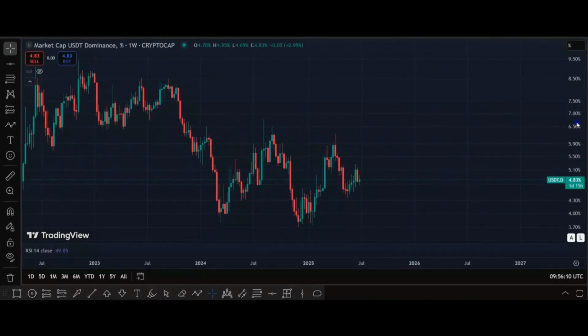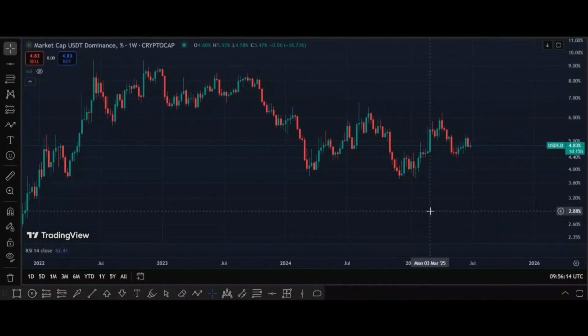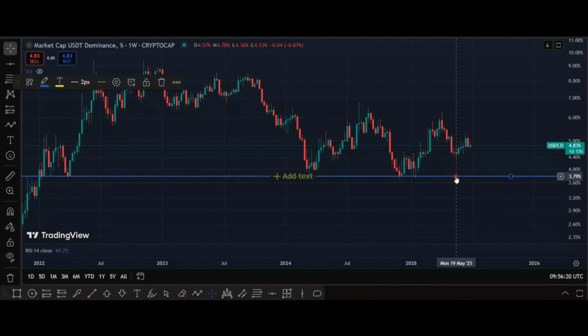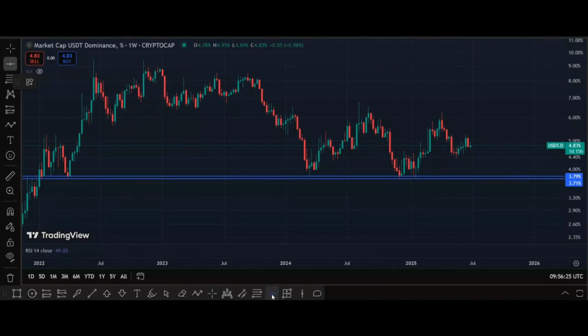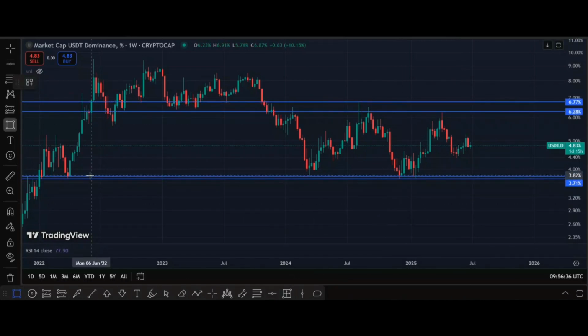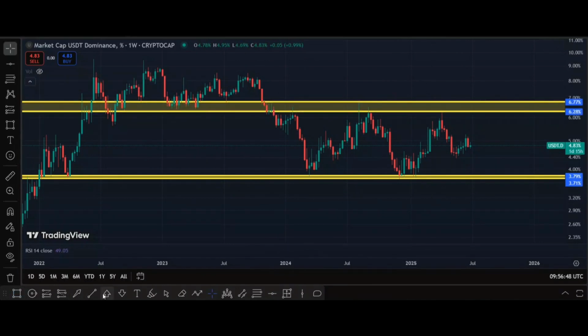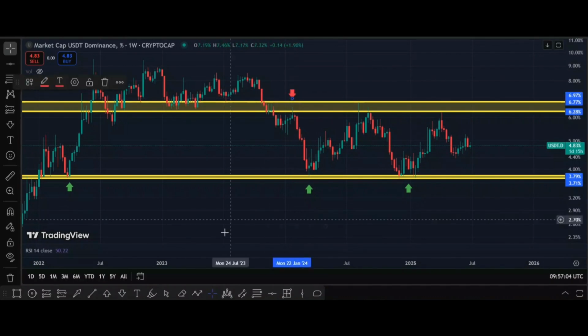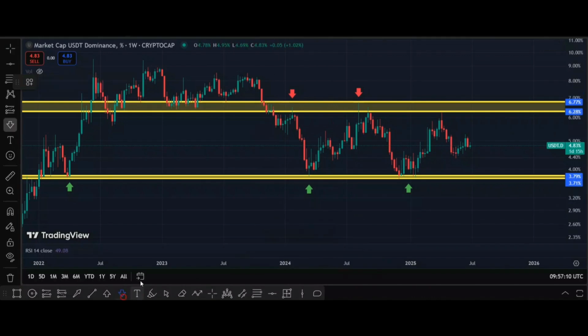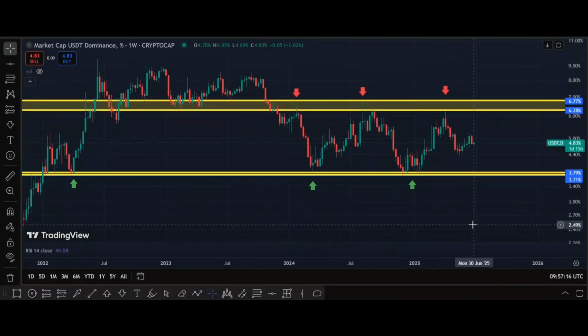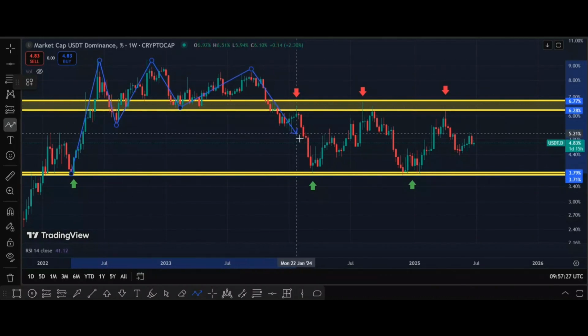What we're looking at. This chart shows USDT's dominance percentage over the total cryptocurrency market. The data spans several years, with the most recent point dated March 10th, 2025. The upper yellow line acts as a strong resistance level. The lower yellow line represents a strong support level. As of the latest data, USDT's dominance is at 4.83%, nearing the lower support level.